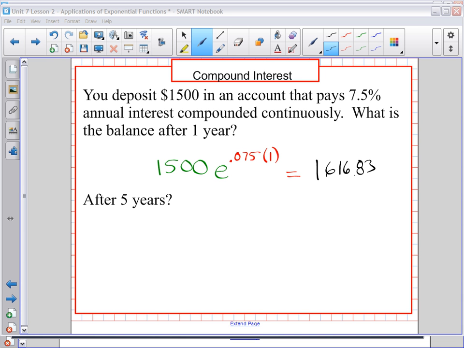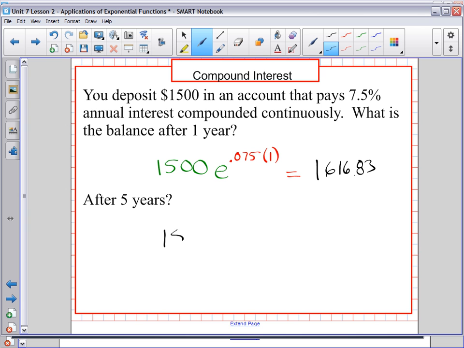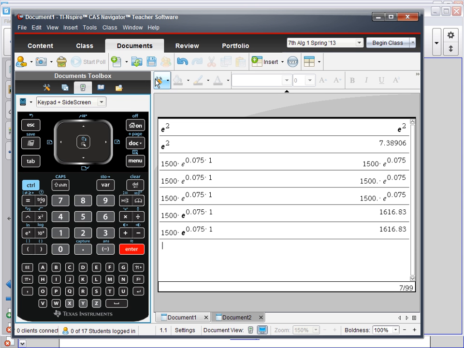So see if you can do that yourself for after 5 years. Try and figure out what changes in between the first problem and the second problem. Okay, I'm going to write down the answers. So if you haven't figured it out, you probably want to pause. 1,500 times E to the 0.075 times 5. And let's go to the calculator to see what that would give us.